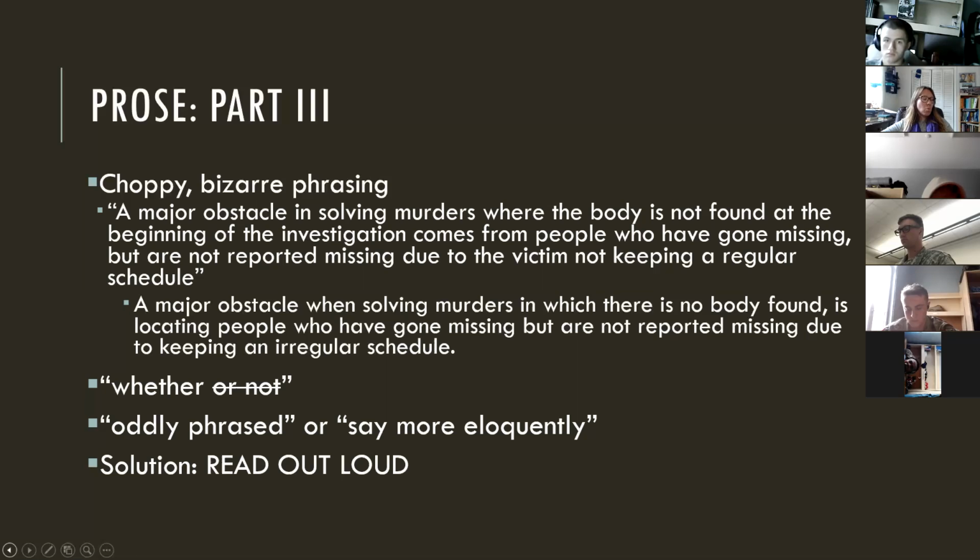Anytime I'm working with a student one-on-one with a paper and I see a weird phrase, I will ask them to read it out loud. They start reading it out loud and they'll say, oh, whoa, I didn't mean to say that. Or, oh, I've used the wrong tense there. I can't tell you how important that step is. It makes such a difference.